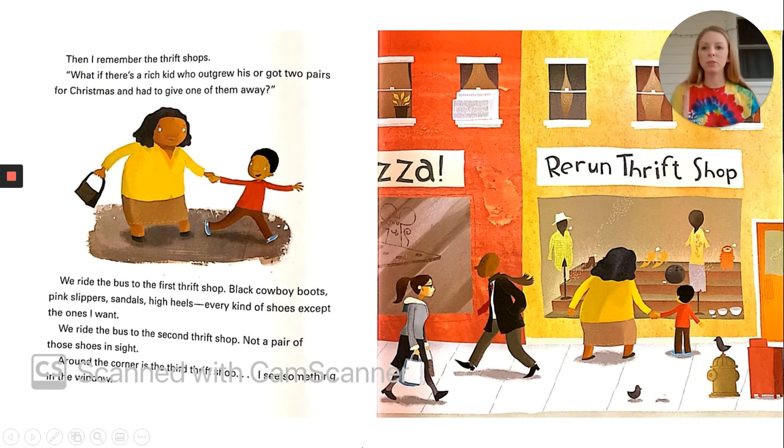Then I remember the thrift shops. What if there's a rich kid who outgrew his or got 2 pairs for Christmas and had to give one of them away? We ride the bus to the first thrift shop. Black cowboy boots, pink slippers, sandals, high heels, every kind of shoes except the ones I want. We ride the bus to the second thrift shop. Not a pair of those shoes in sight. Around the corner is the third thrift shop.